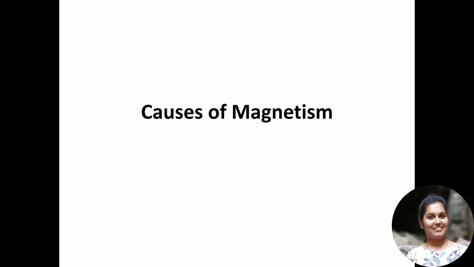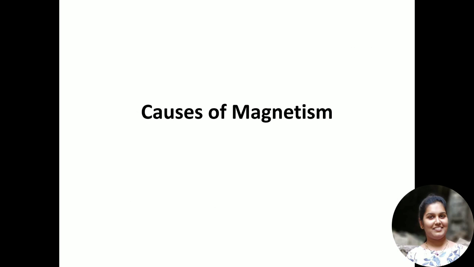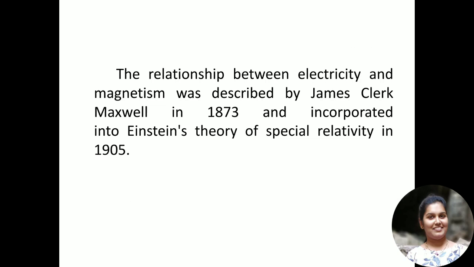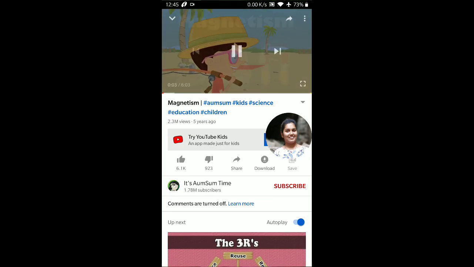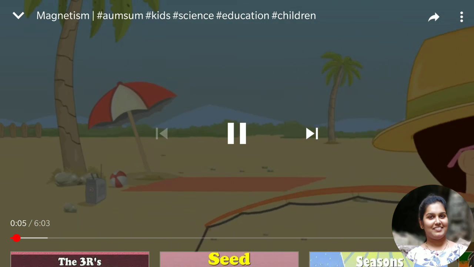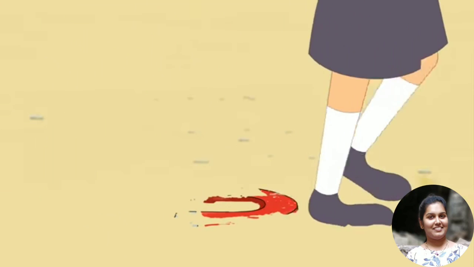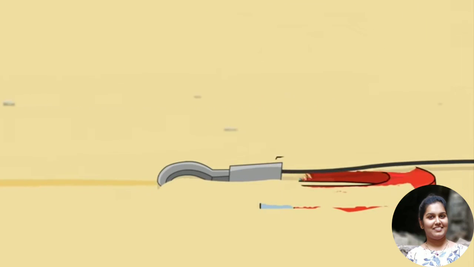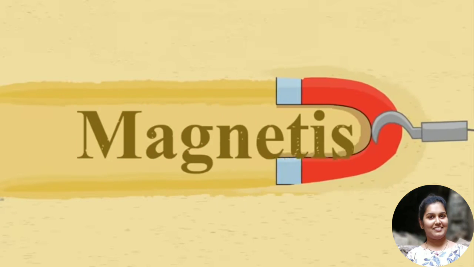Next, before going into the causes of magnetism, we'll see an animated view of magnetism to have a clear understanding of what magnetism is all about. So look into the video, and in this video we'll find some of the basic properties of magnetism.